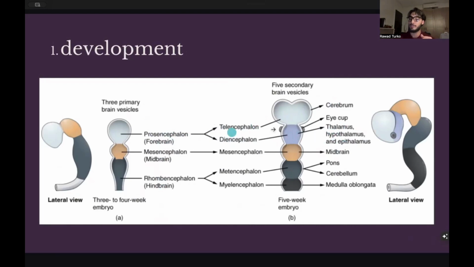Now, this is important to remember: the diencephalon and all of its products. The mesencephalon is also going to give us the mesencephalon, which is the midbrain. This is the easiest one to remember. And then the rhombencephalon, or the hindbrain, is going to give us the metencephalon, which is then going to form the pons and the cerebellum, or the little brain, and the myelencephalon, which is going to form the medulla. All right, so this is again something that you have to know.